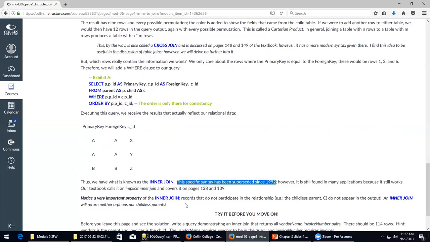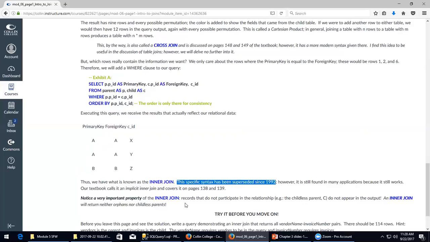A very important property of the inner join. This is a test question, or a to be determined. Records that do not participate in the relationship, in other words, parents without children, children without parents, will not be returned by an inner join because the inner join is about the relationship. If they don't participate in the relationship, they will not be returned by the inner join.